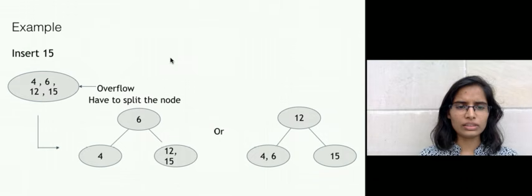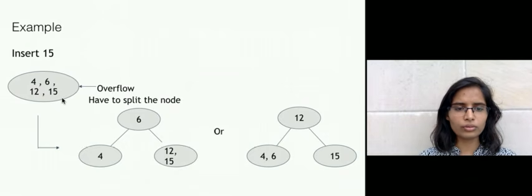Now we insert 15. If we insert 15 in our root node, we get 4 values. We were allowed only 3 values in our 2-4 tree, so this is an overflow. Now we'll have to split the node. We can split the node by sending either of the middle elements. We can either send 6 up or we can send 12 up. So these are the two trees we obtain.